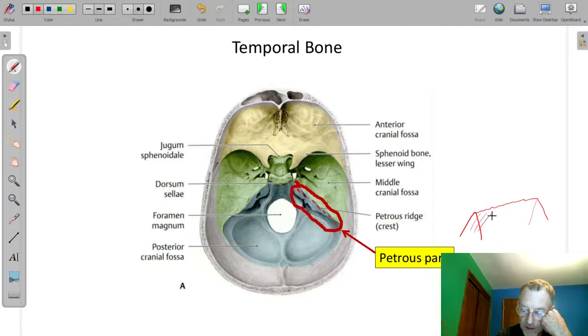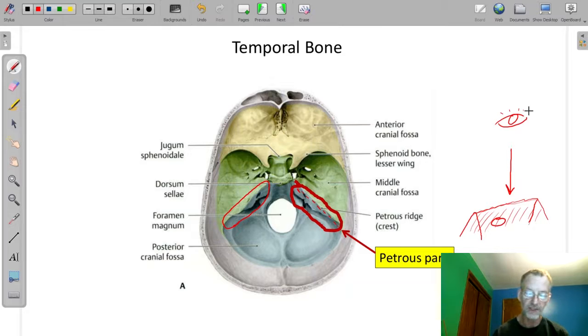So all this is the petrous portion of the temporal bone. And there's the petrous ridge. And there are a couple of openings that we'll go through in this petrous portion of the temporal bone. And it's on both sides, of course. So here's the other petrous portion. And when you're looking down on it, from this view, it looks like a ridge.